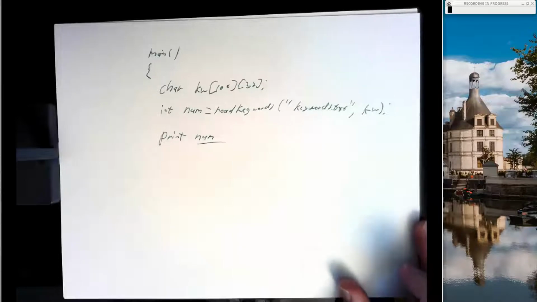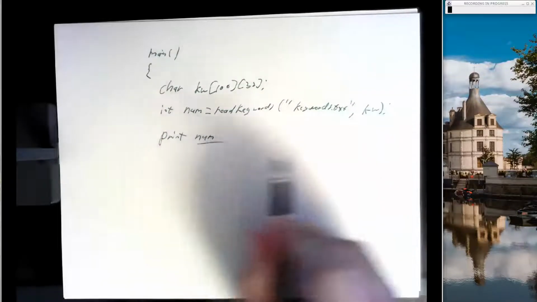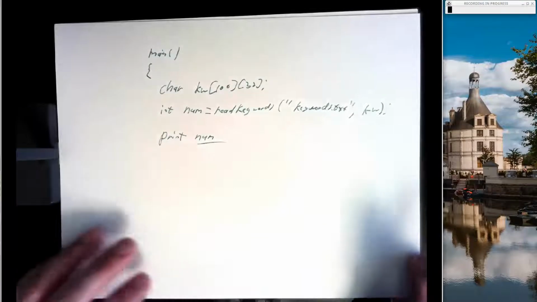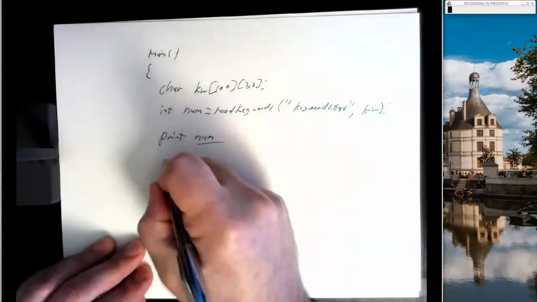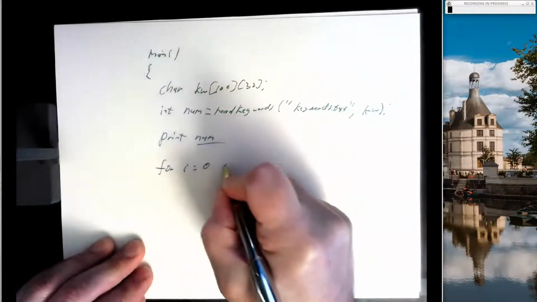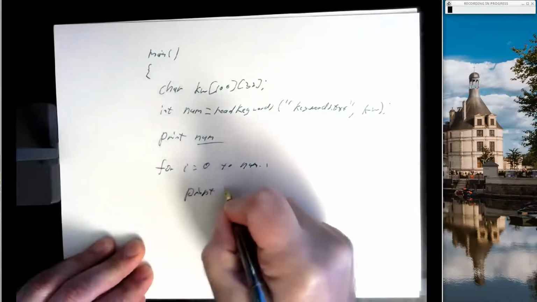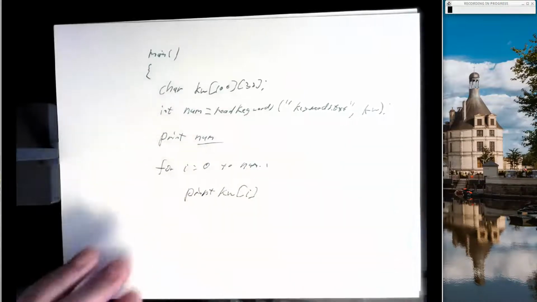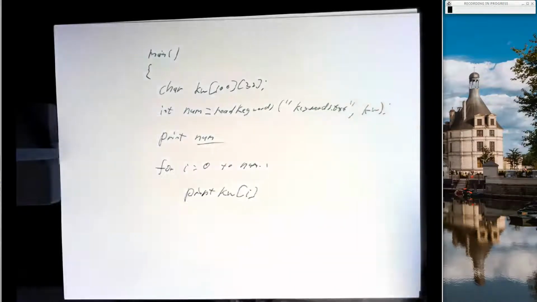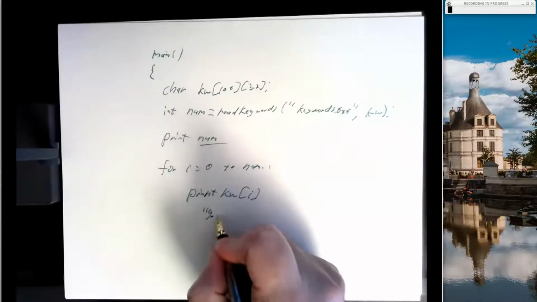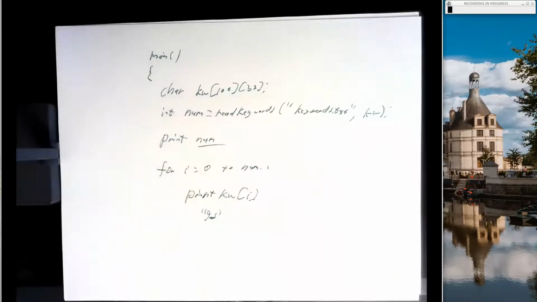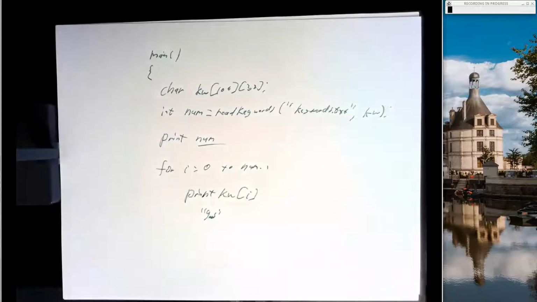So that's one thing to test, is make sure read keywords is returning the number of things that it read from the file. And then you could make a for loop for i equals 0 to num minus 1 and just print each element of that keyword array. So, use a %s. And if you print out keyword bracket 0, that should be the first word that was read from the file. Keyword bracket 1 should be the second word that was read from the file, and so on.